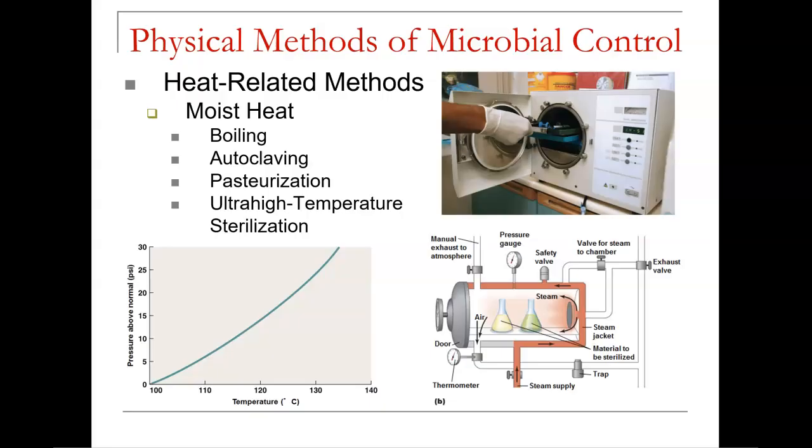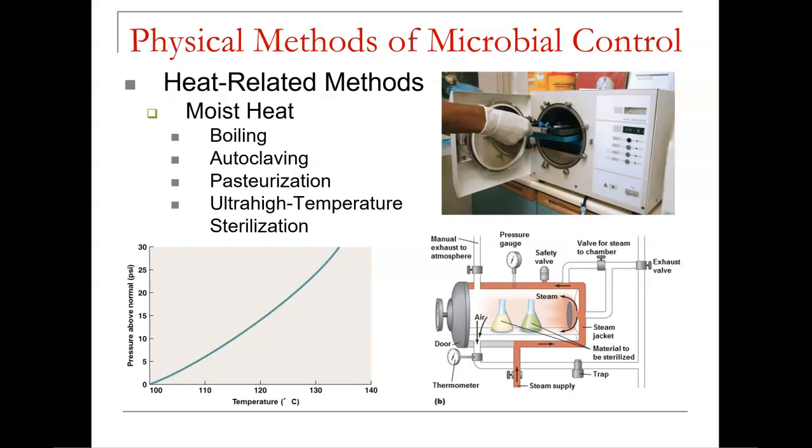So you're going to have 2 different types of heat-related methods. Now we discussed heat-related death. First, you can have what's called moist heat. The most effective type of heat is that moist heat. So it's going to kill cells by denaturing the proteins. So we're breaking their shape, breaking their bonds, and destroying their cytoplasmic membrane.